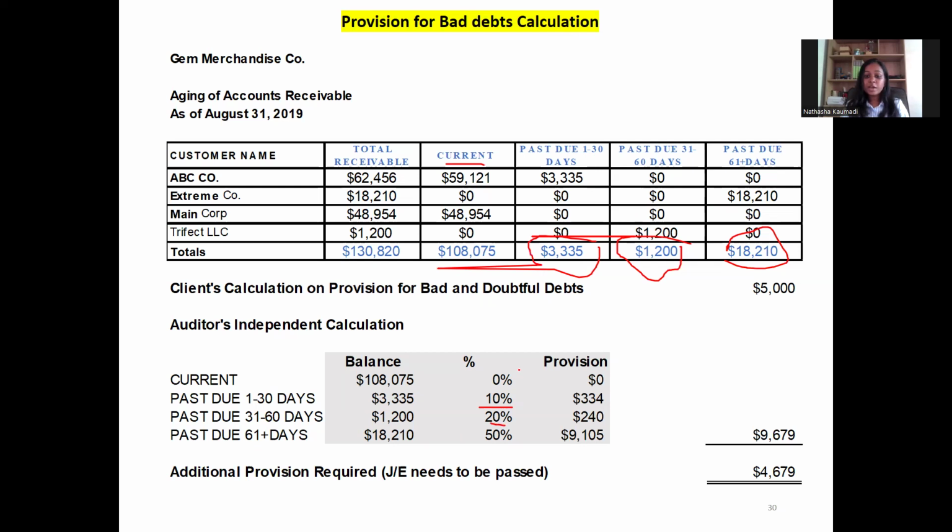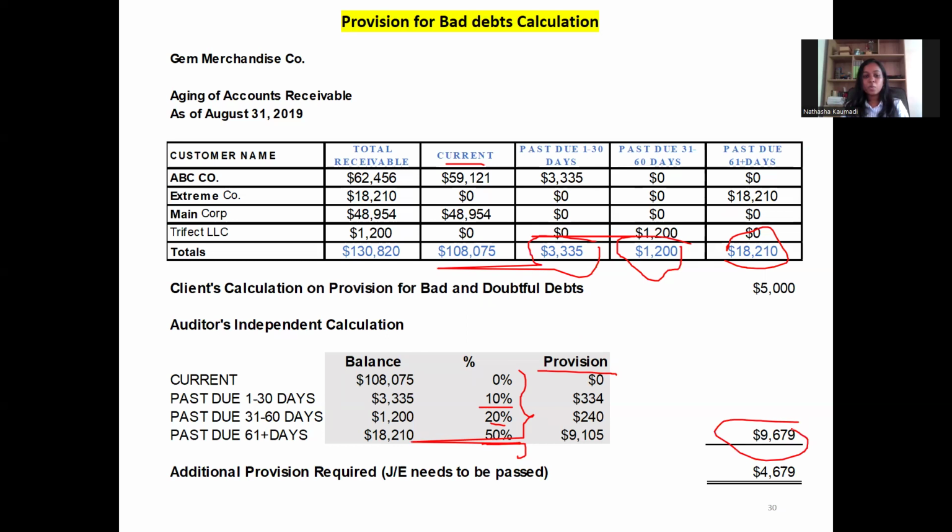So these percentages are not standard percentages, okay? Based on the company's policy, these can be changed. And then this bucket, they are providing for 60%, 50%. Likewise, you are computing the provision and you take the total, which is 9,000.